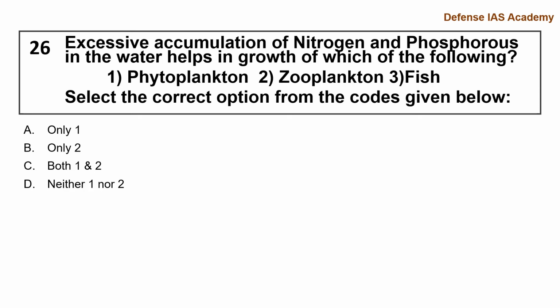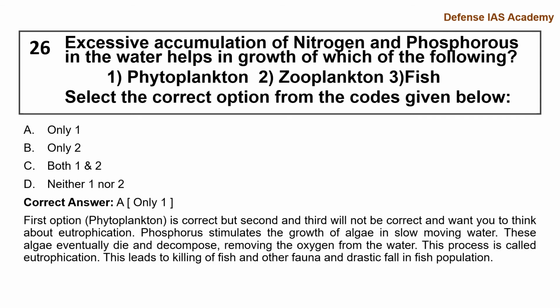Question 26. Excessive accumulation of nitrogen and phosphorus in the water helps in growth of which of the following? 1. Phytoplankton, 2. Zooplankton, 3. Fish. Select the correct option from the codes given below. The correct answer is only 1.